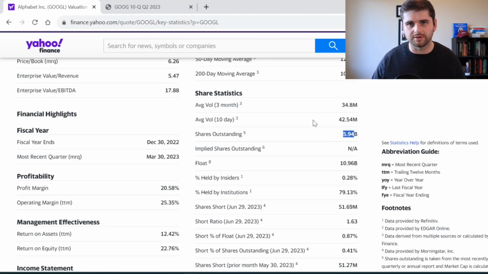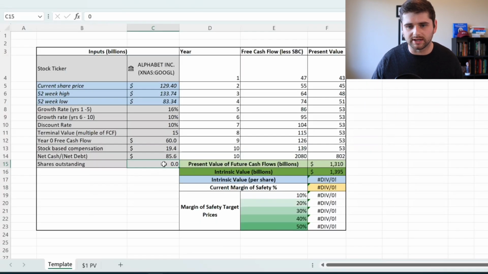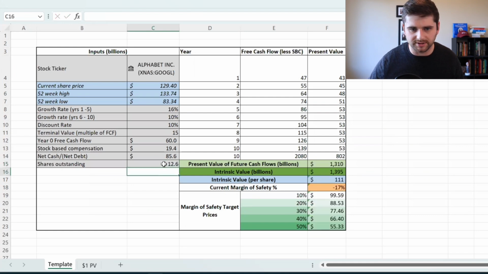So before this video, I've gone to the Google investor relations page, opened up a recent report and checked the number of actual shares outstanding at Google. And I know that that number is in fact 12.609 billion shares outstanding. And those are all the inputs required to do our discounted cash flow here.